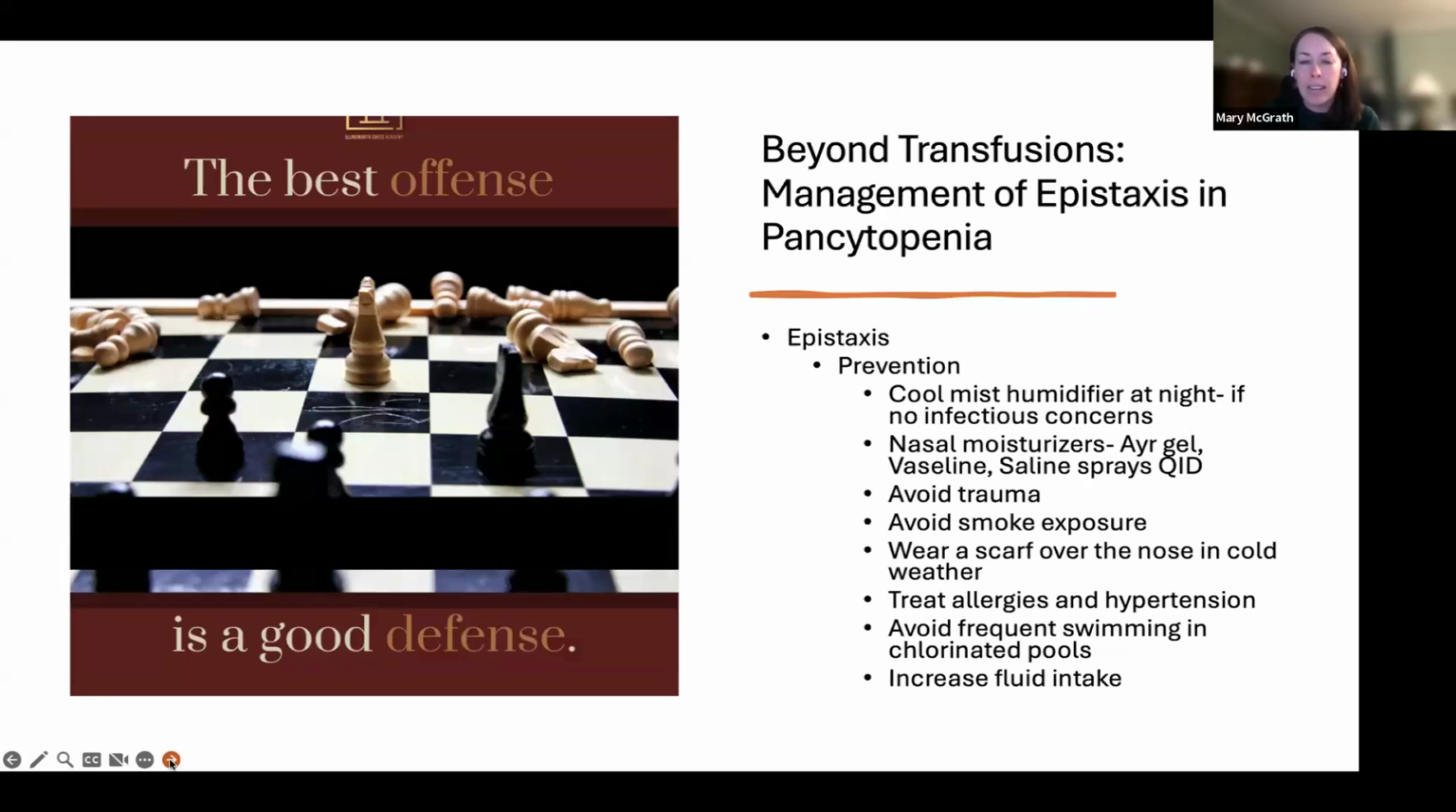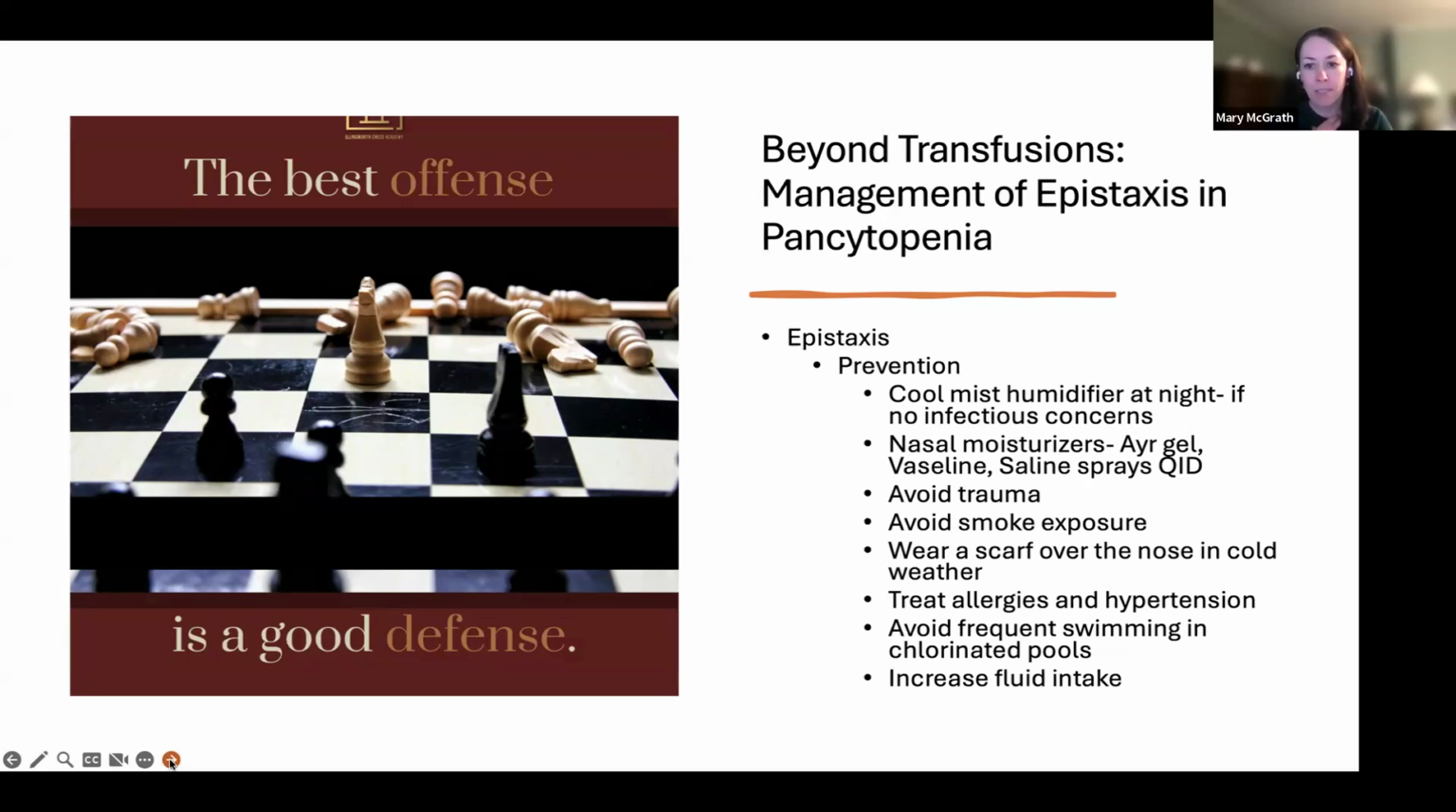decreasing irritation and increasing moisturization within the nasal passages. So cool mist humidification at night can be very beneficial, although again in our patients with pancytopenia, we have to be pretty thoughtful about the risk of infection if people aren't properly cleaning and maintaining their humidifiers. Oftentimes they do stray away from this recommendation in patients who are neutropenic. A good alternative is just aggressive use of nasal moisturizers.